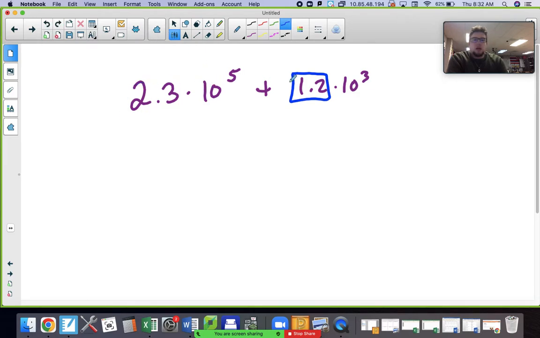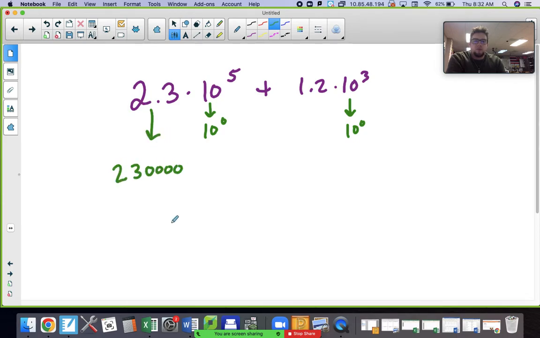If I were to take both of these numbers out of scientific notation, so bring this power of 10 back to 0, this number right here becomes 230,000. I grabbed that decimal point and I moved it 5 times to the right. This number over here, I would grab the decimal and move it 3 times. It's just 1,200. That's it.